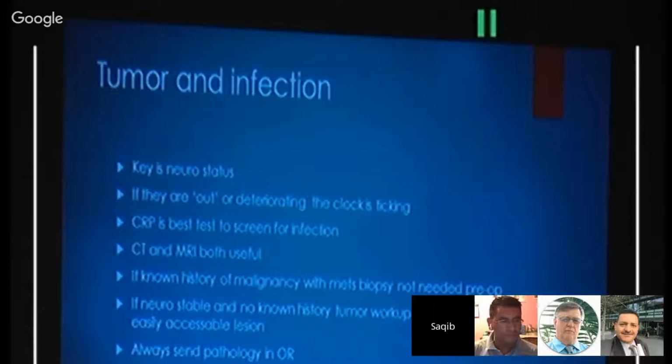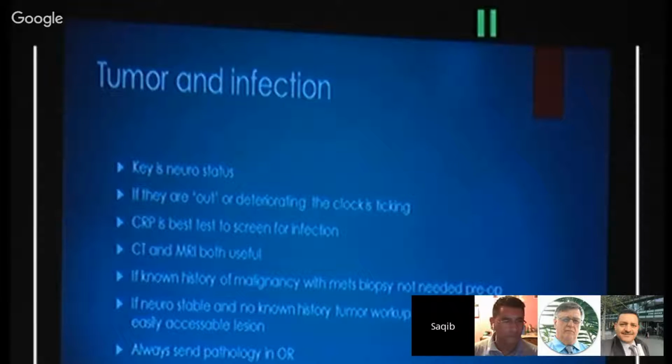I'm going to lump these together. The key to management in the emergent setting in the tumor and infection patients is their neurologic status. Are they neurologically intact? Is their neurologic status changing? And also, in many cases, how long has their neurologic status been out?